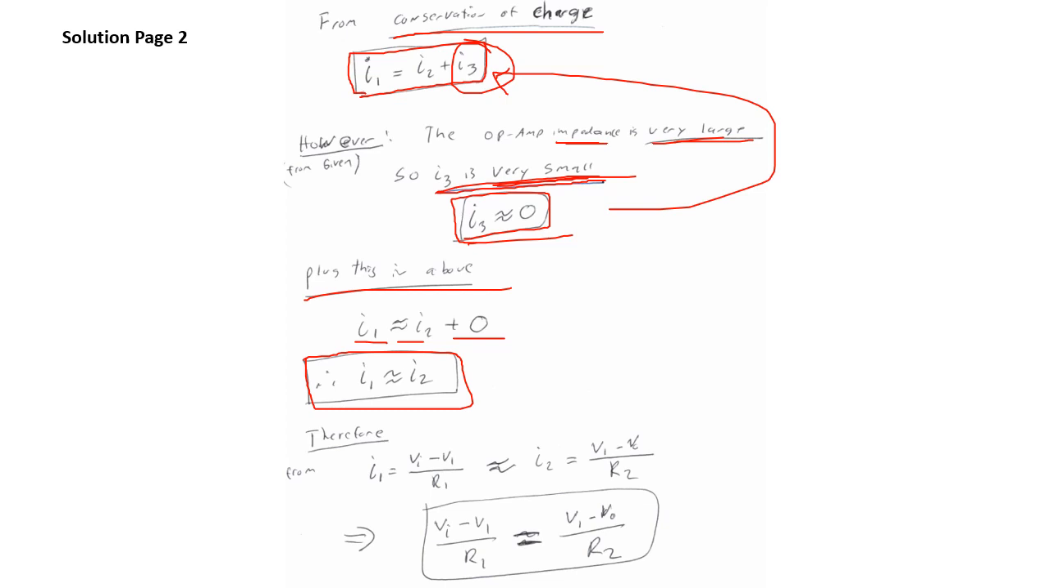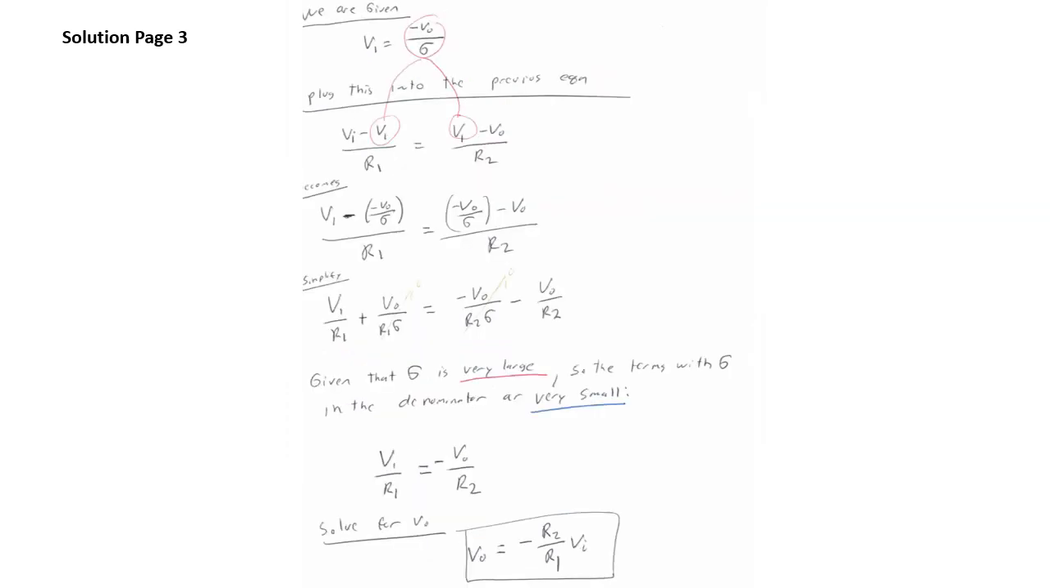With that, we can go back to our equations for I1 and I2. Now that we see that I1 is approximately equal to I2, we can set these two equal to each other. We end up with VI minus V1 over R1 is equal to V1 minus V out over R2. Our last piece of information given in the problem statement was that V1 is equal to negative V out over G. So we can plug that in for V1 in our previous equation.